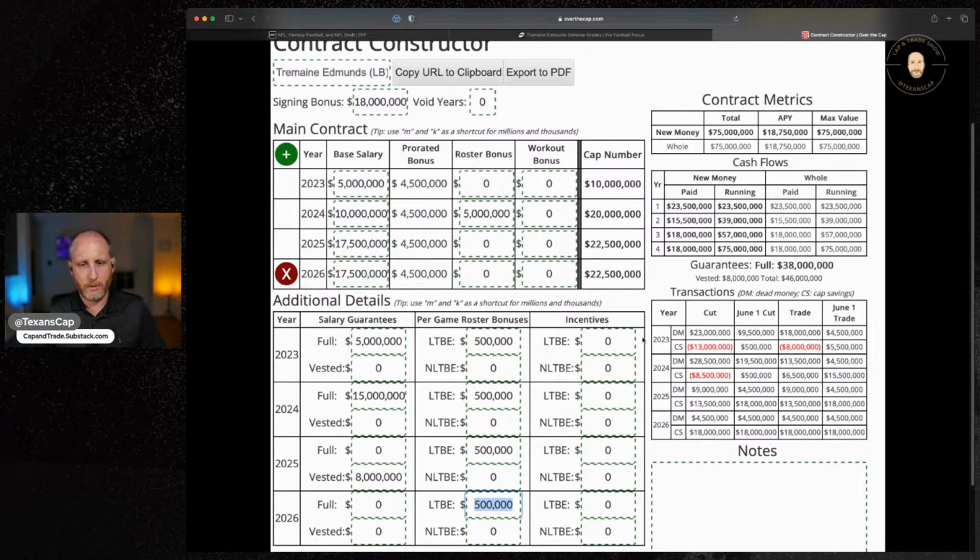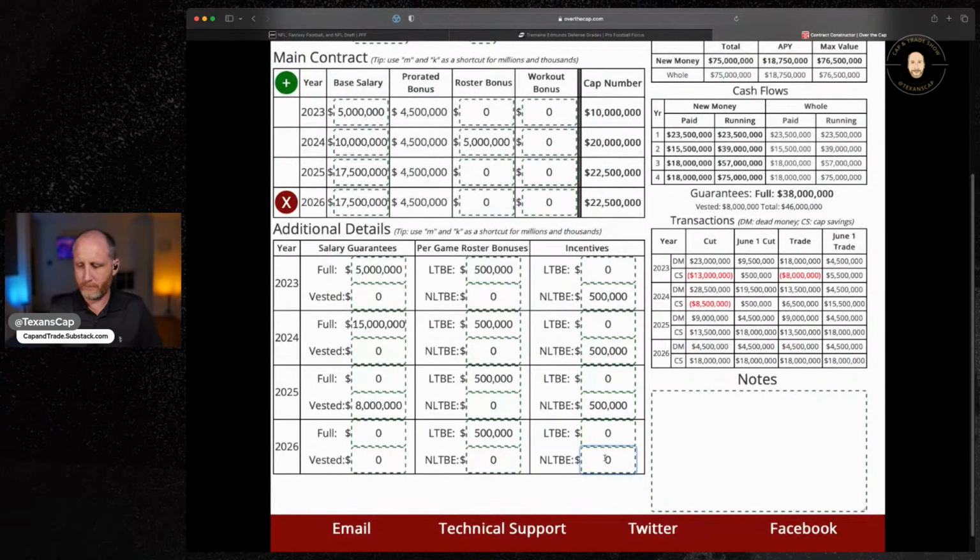All right. The other piece that I wanted to do was some incentives. Like we know, Nick Caserio loves his incentives as well. He loves to make my life a lot of fun. Everything's going to be not likely to be earned. We're going to do, let's see here. I think I did, yeah, 500,000. So 2 million total of incentives.